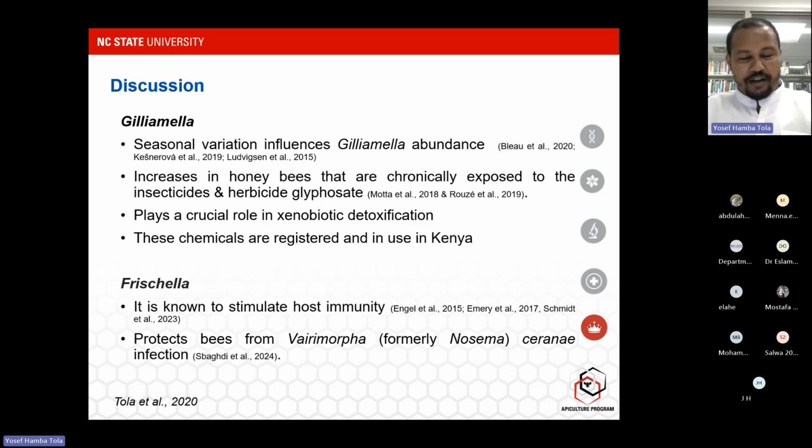Our bees, the African continent bees, are more resistant to these diseases and parasites. Maybe further study is needed to understand how Frischella is correlating or interacting with other pathogens in that region.